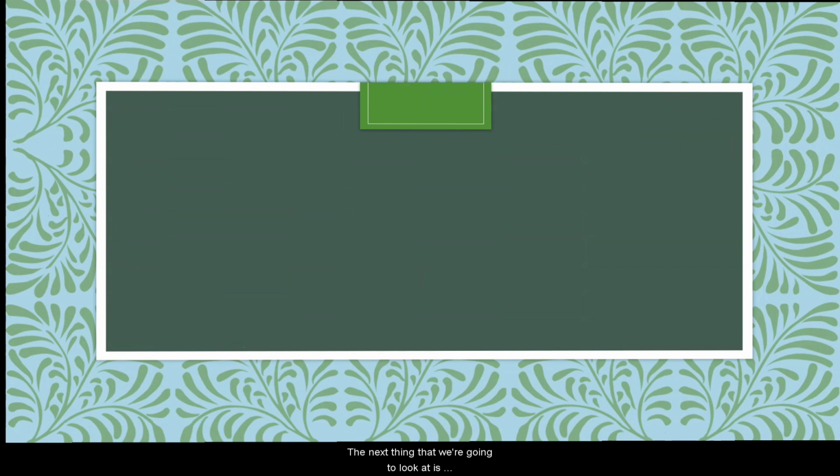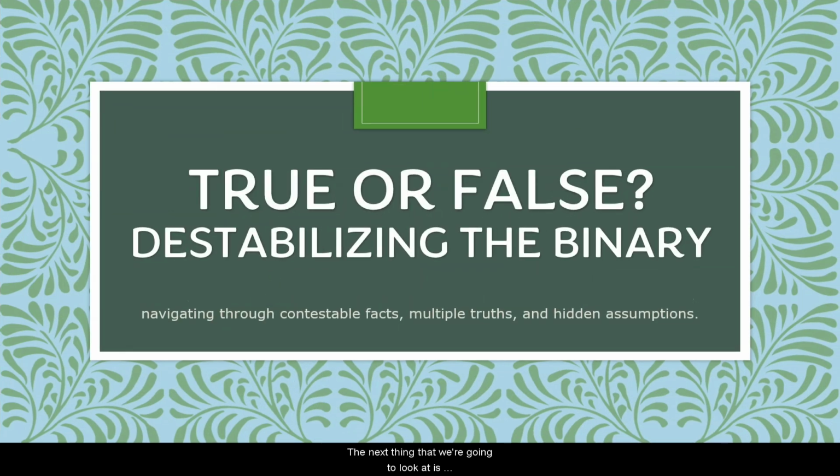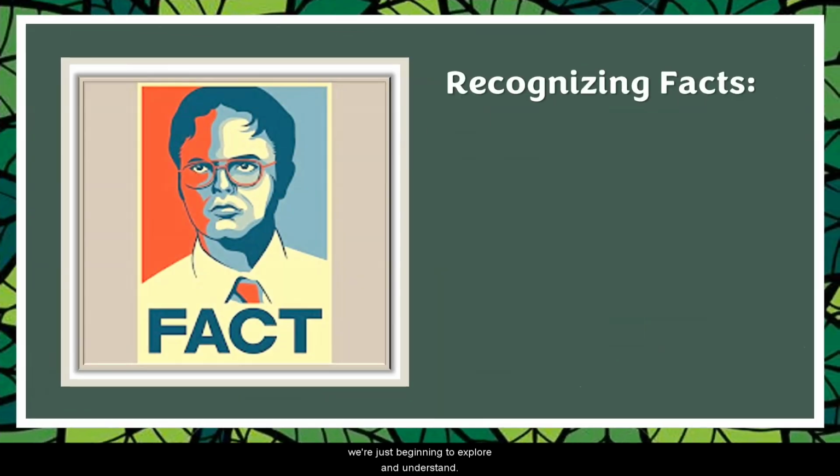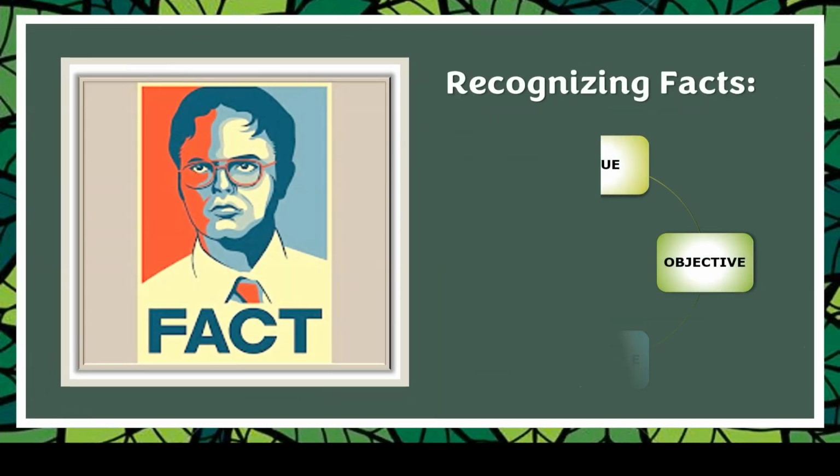The next thing that we're going to look at is destabilizing the true-false binary. Binaries in general, anything that sees a structure as either or, black and white. So we're going to start to begin learning some skills to navigate through contestable facts, multiple truths, and hidden assumptions. So we're continuing on with some more vocabulary that we're just beginning to explore and understand.